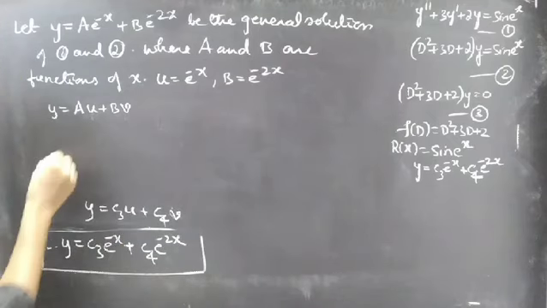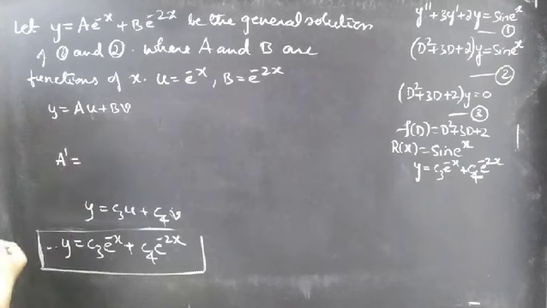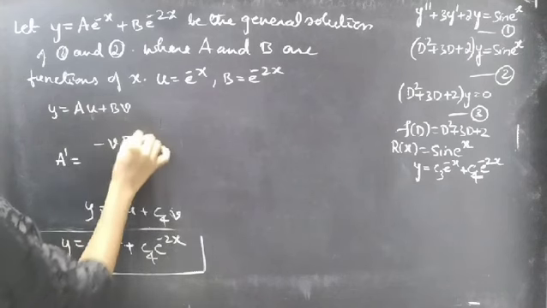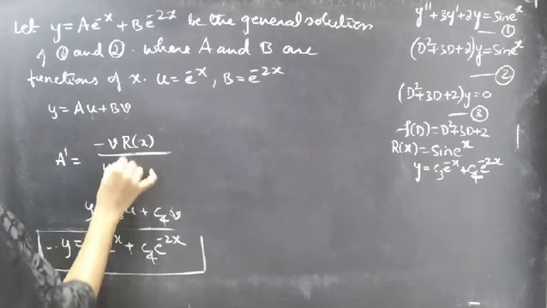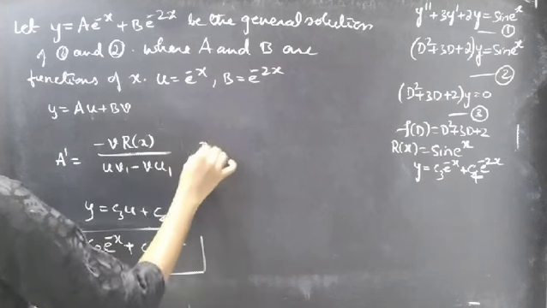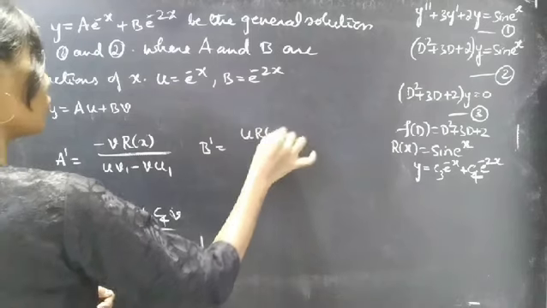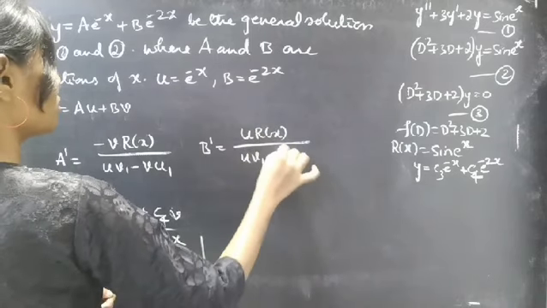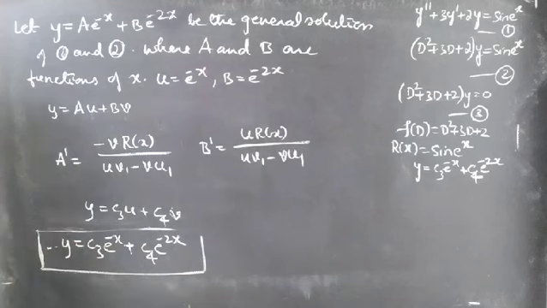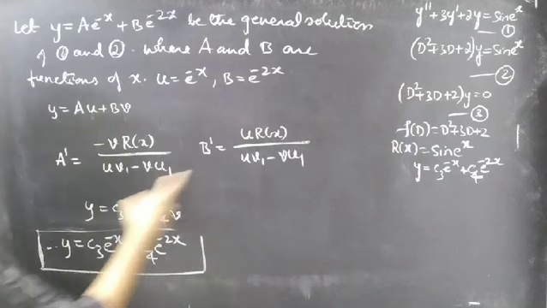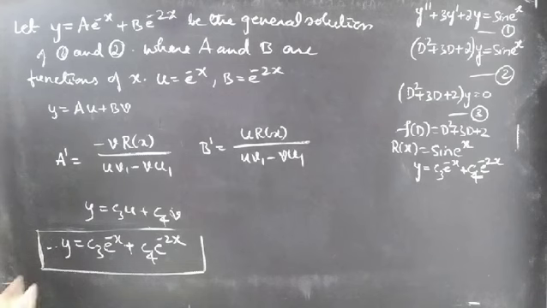Now we can find A dash and B dash using the formula. A dash is given by minus v into r of x by (u v1 minus u1 v), and B dash is given by u into r of x by (u v1 minus u1 v). If you notice, you have the same denominator in both the formulas. So let's begin with u v1 minus u1 v now. We'll find it, later we'll find A dash, B dash, A, B, and finally we'll come to the general solution y equal to A e power minus x plus B e power minus 2x.